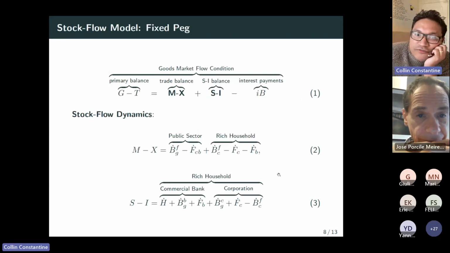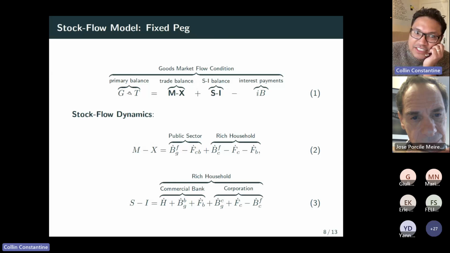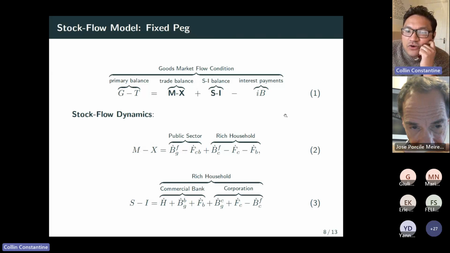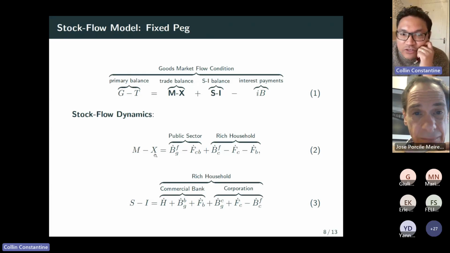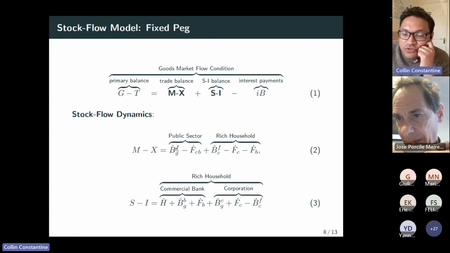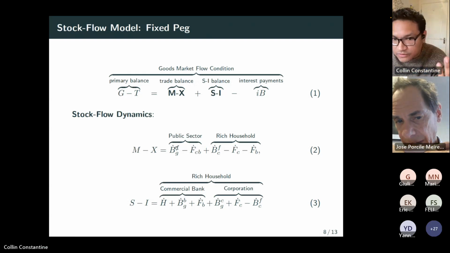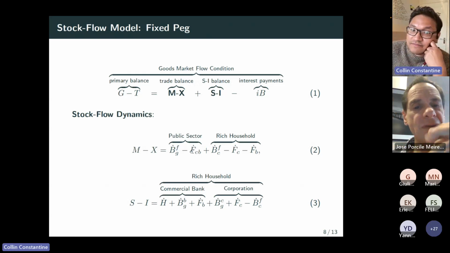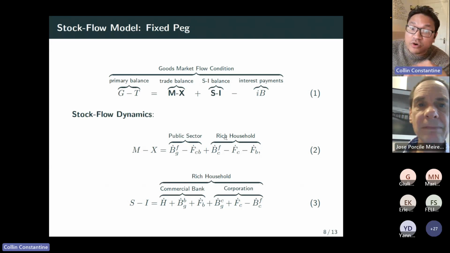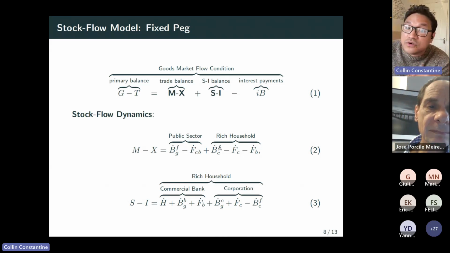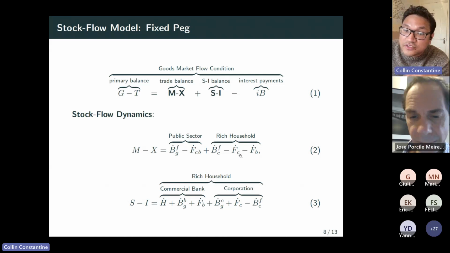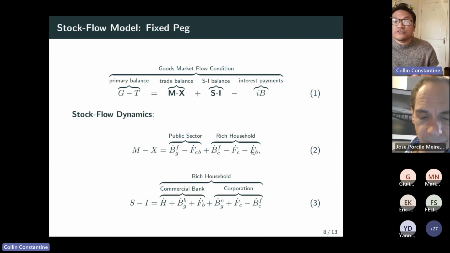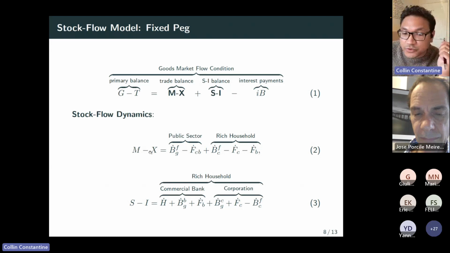All right, so we start from the familiar goods market flow condition. This is the primary balance, this is the trade balance, the saving investment balance, and this is interest payments. So identity 2 tells us that we could have a trade deficit if the public sector borrows from the world market, with, of course, debt denominated in foreign currency, or if it reduces its stock of foreign assets in the central bank. Similarly, we could have a trade deficit if rich households borrow in world markets, or if they reduce the stock of foreign assets. So this C is corporations, think of firms; small b would be banks. Banks, if they reduce their hoards of foreign assets, then we could import more than we export.